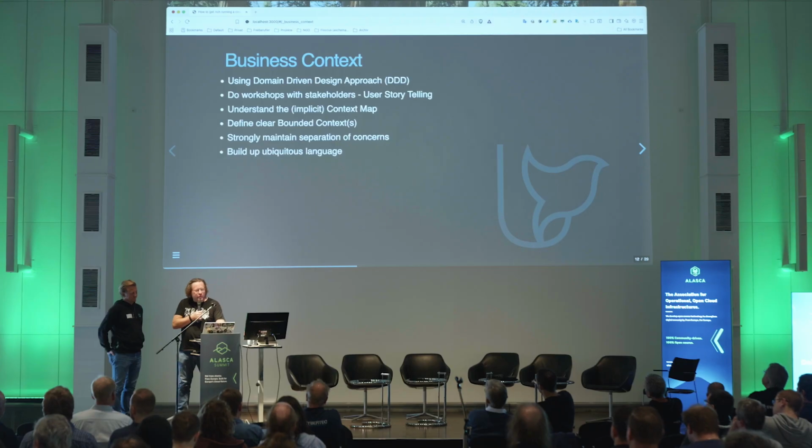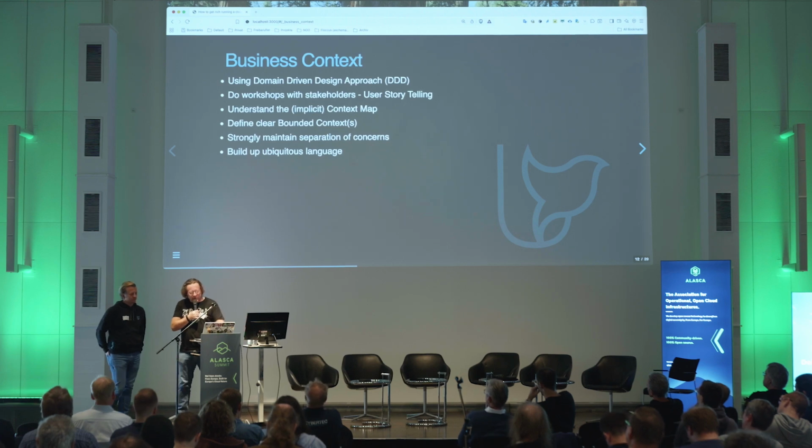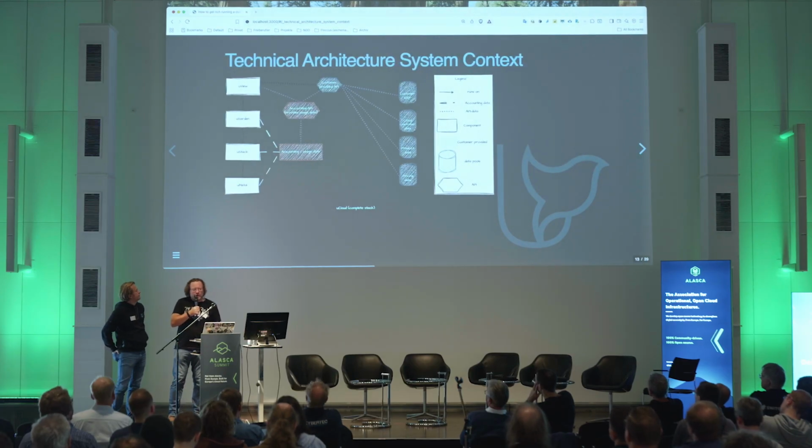And then you try to strongly maintain this separation of concerns, not to mix up things. And at some point you build up a ubiquitous language, which means you have a clear understanding also in terms of language, in words, phrases, and sentences, of how you describe your business, and use it not only on the business level, but also on the technological level, which is also something we tried to achieve. So this was mostly about the business perspective. And then we can go into the technical architecture.